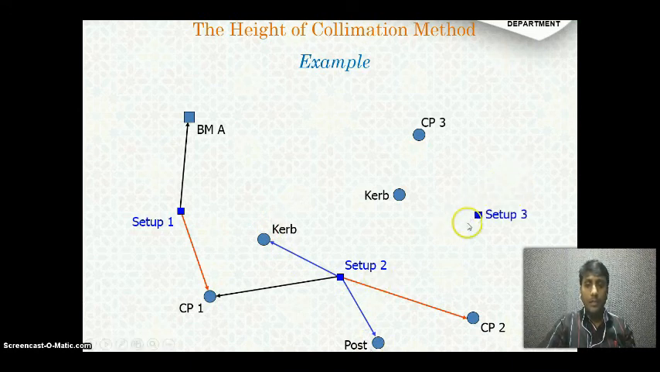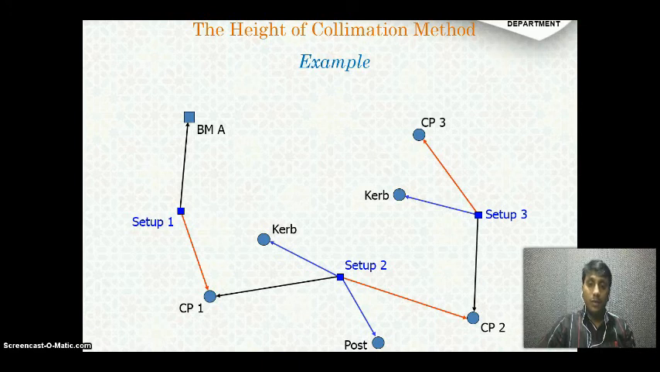Now the instrument has been set up at 3. So once you set up the instrument, immediately you have to check back to CP2, which can be written as backsight, and curve, which is an intermediate sight. Next CP3. CP3 means again the instrument is changed after this point. So from setup 3 the final staff reading is CP3, so you have to take it as foresight.